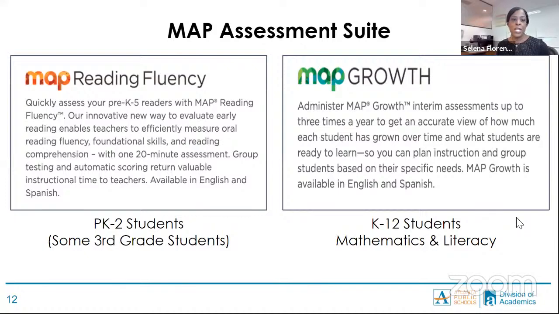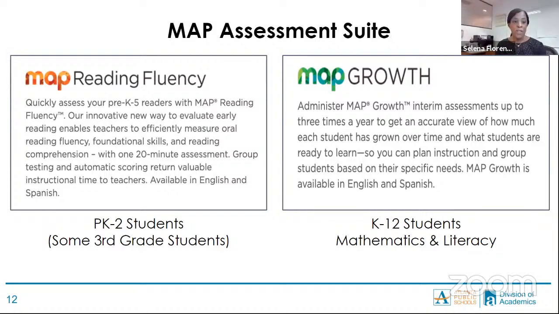So the MAP assessment suite is made up of 2 different components. We have MAP reading fluency. The MAP reading fluency assessment is given to all of our pre-K through 2nd grade students, and some 3rd graders take it as well. MAP reading fluency really assesses foundational skills. And so teachers are able to know if students know letters, letter sounds, recognize their letters. It is a 20-minute assessment, and it helps teachers to know how best to group students based on what they have learned or what they know from this assessment. It is available in both English and in Spanish.